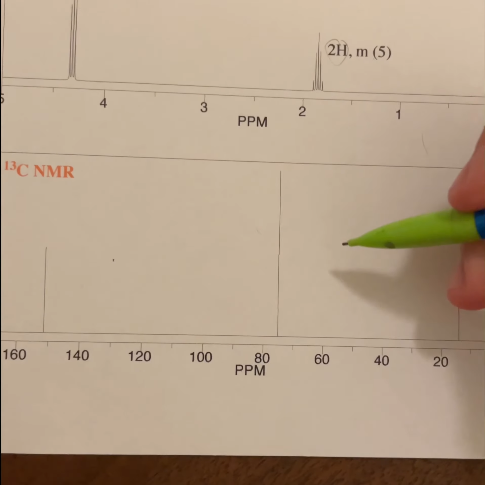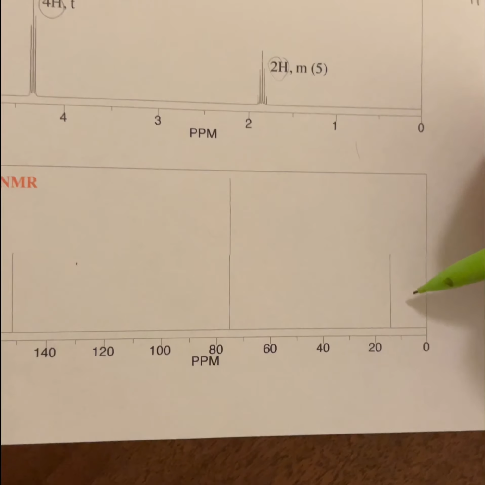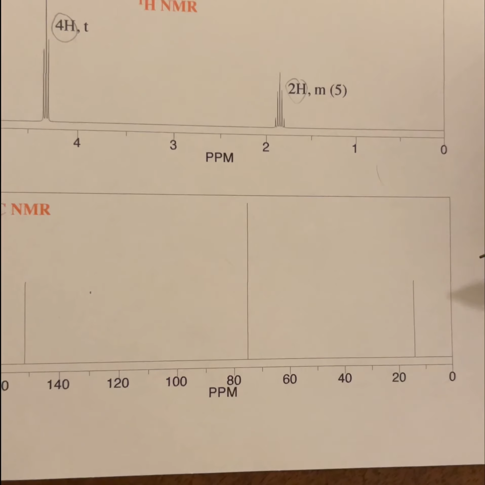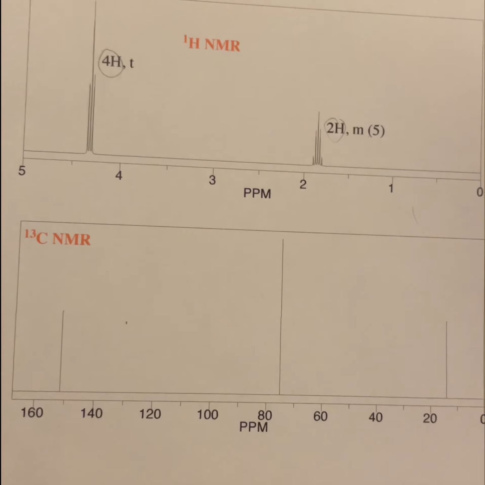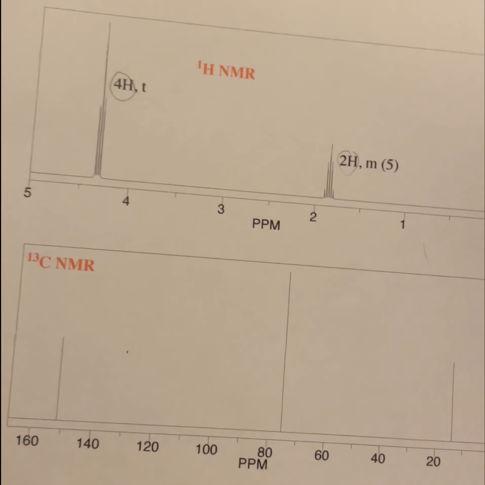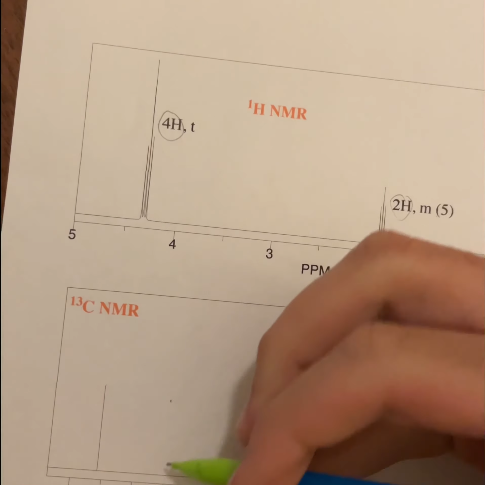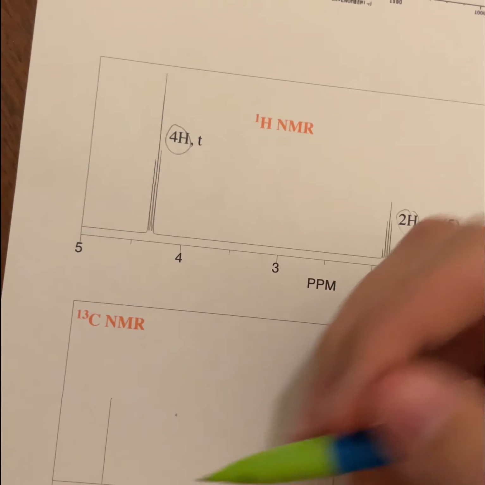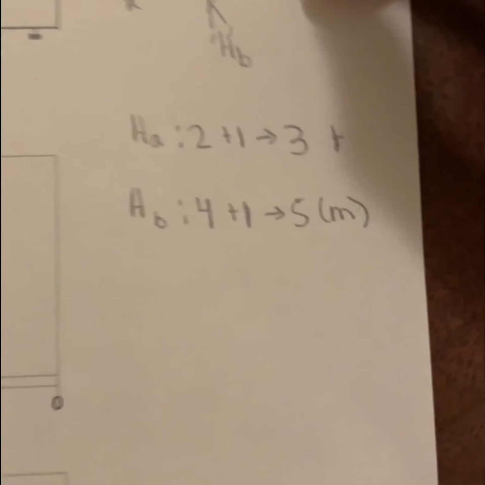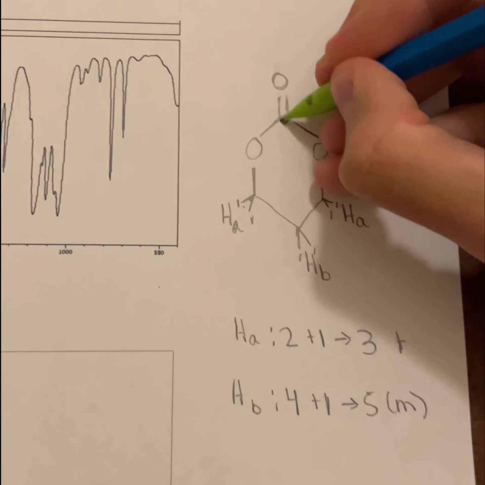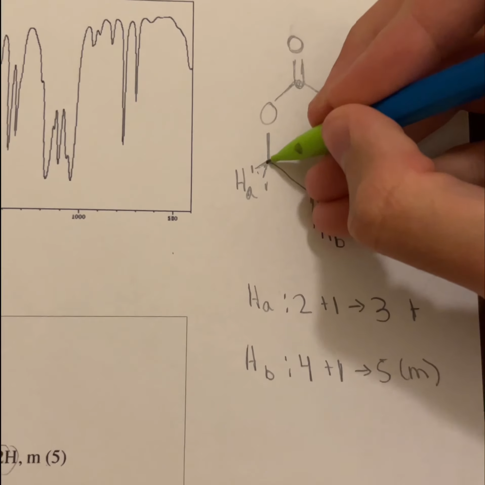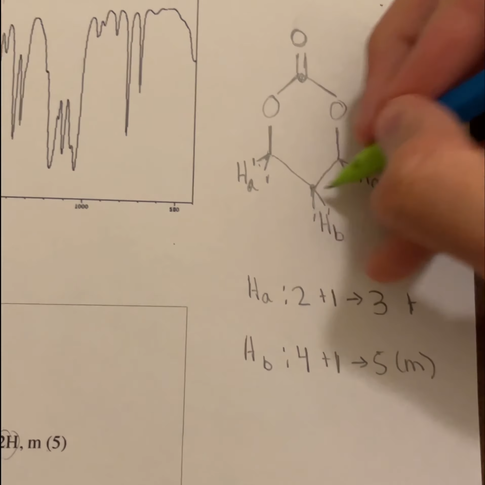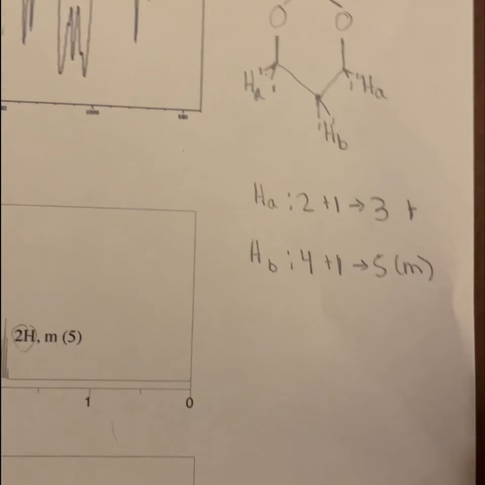Just double checking with this NMR chart, you can see that there's only 3 peaks, so we know that one of the carbons also had to be symmetrical here. And then there's one downfield, and we know that could be this one closer to the oxygens. These two are the same, and then this is another one more upfield.